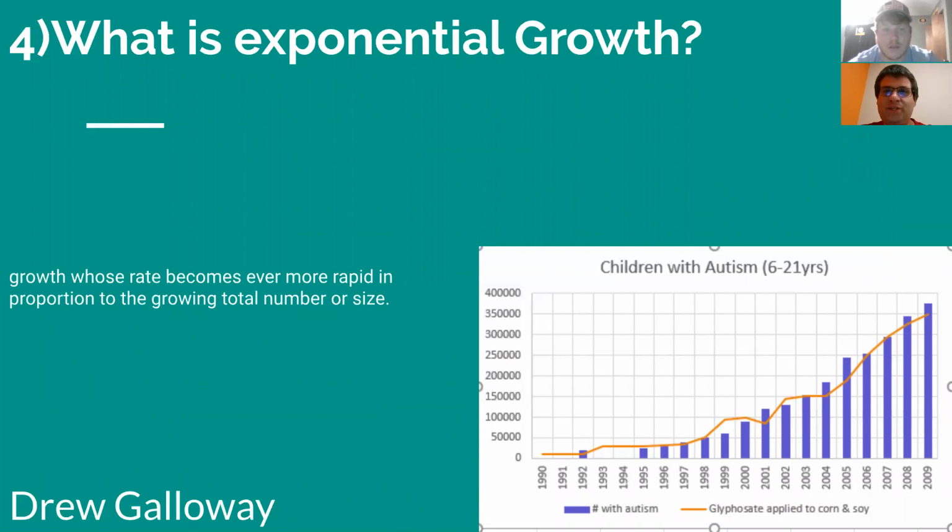What is exponential growth? Exponential growth is growth whose rate becomes ever more rapid in proportion to the growth total number of size. If you look at our graph with children with autism, you'll notice that as the years go on, there's more and more children with autism, which shows the growth of autism in America. That's definitely neat. It helps you see the information a little bit easier.